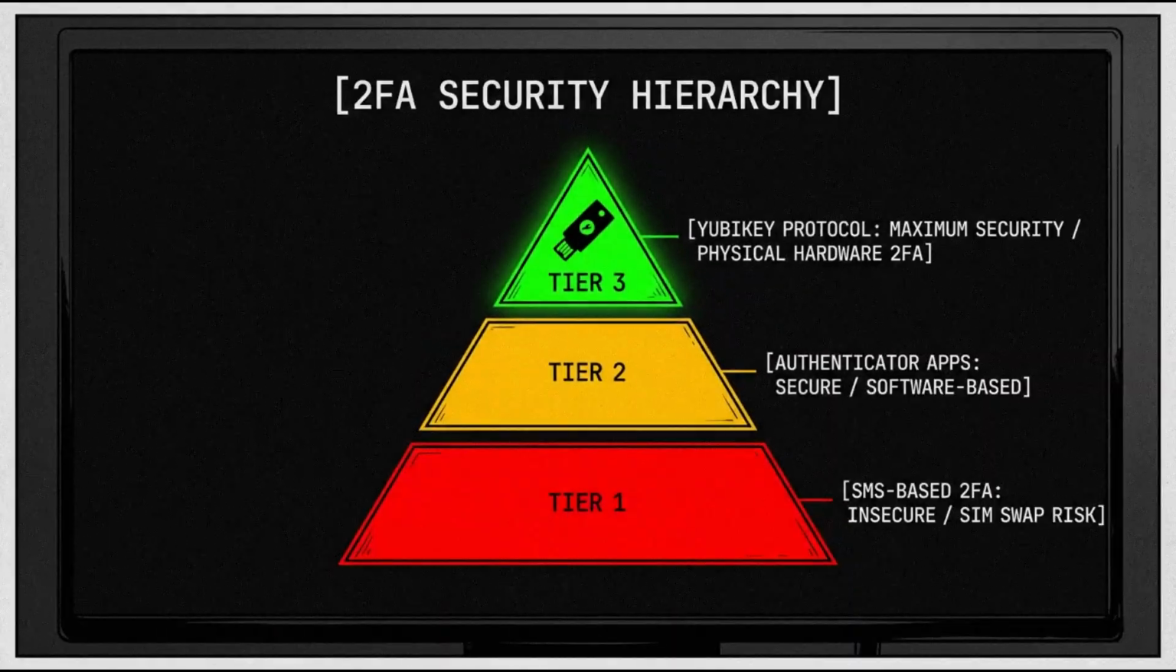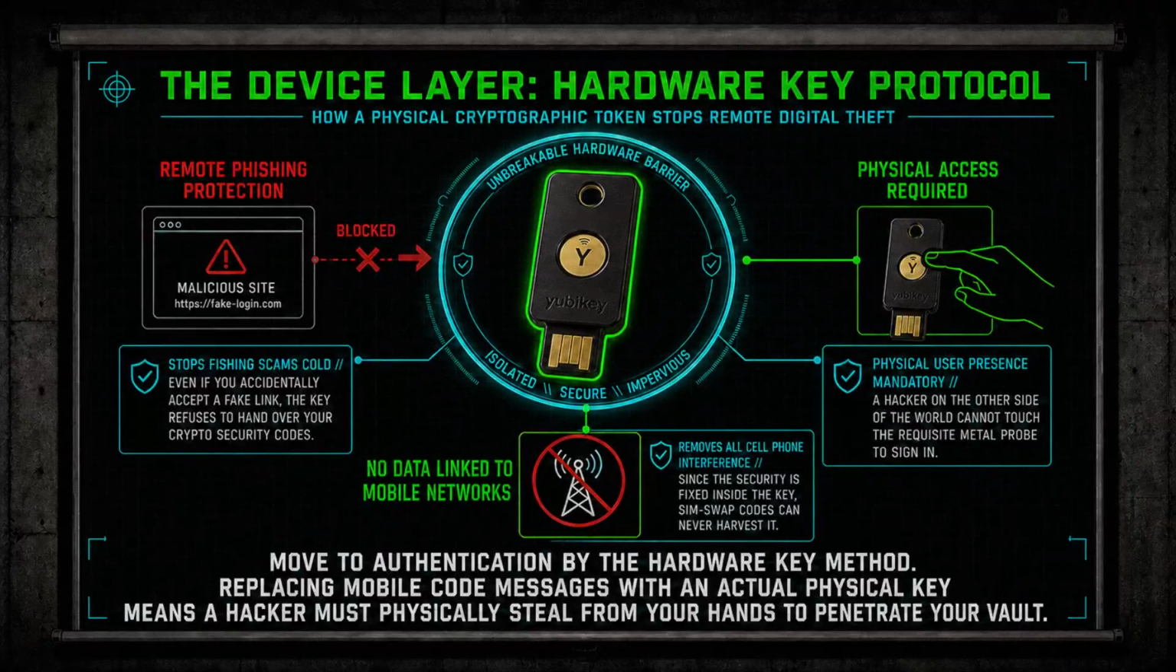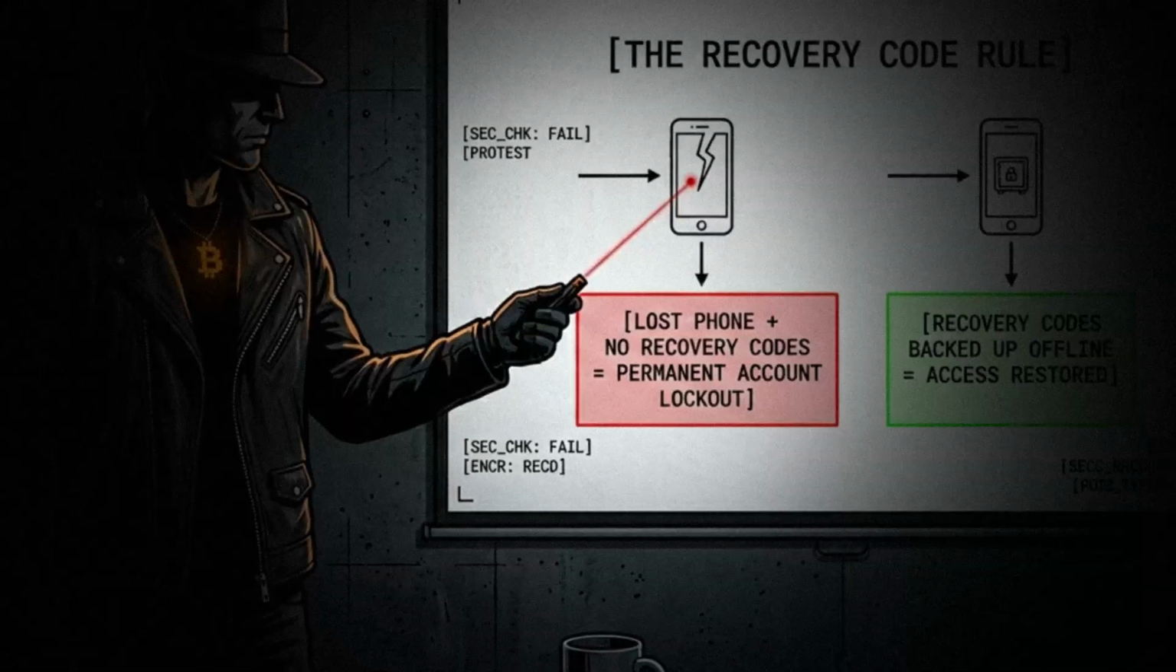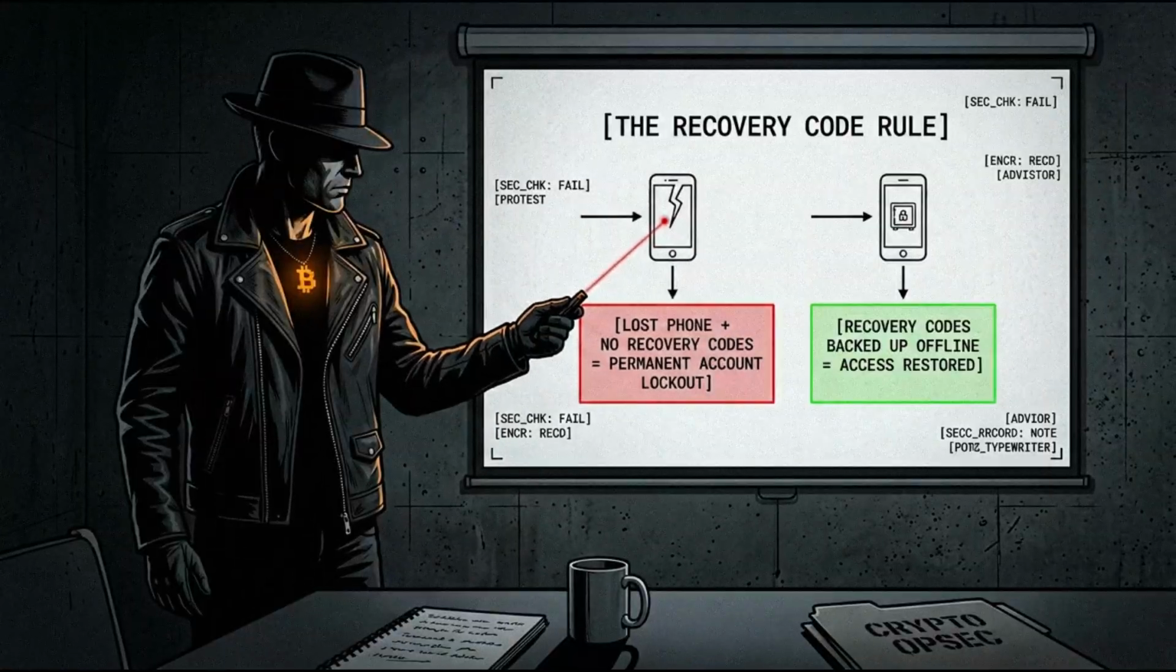For maximum security, use a YubiKey, which is a physical hardware 2FA. It's a small USB/NFC device, so this makes everything safer for you because someone would actually need to physically possess it to access your accounts. So you should also back up your 2FA recovery codes with the same seriousness as a seed phrase. If you lose your phone and have no recovery codes, you will lock yourself out of your own account.